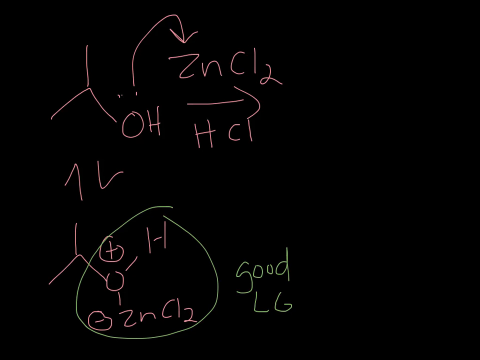Let me change colors here so we have a little bit better picture of what's going on. So I'm going to draw the arrow swooping away, and so that's going to give me a carbocation. This is a secondary system. We've said before they can kind of go either way, but in this case, because of that really good leaving group, it's going to give me a secondary carbocation.